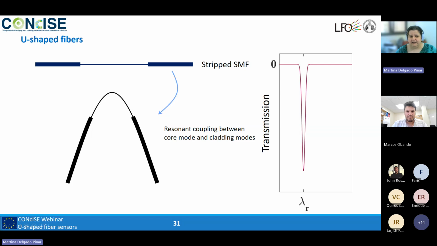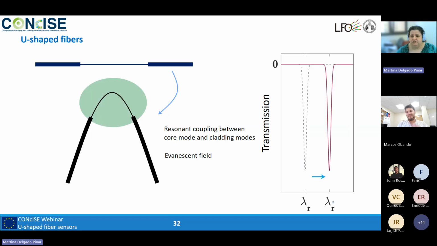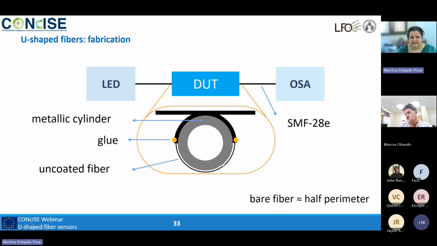Because it's a cladding mode, again, this will be sensitive to the changes in the external medium. So when we immerse this in water, for example, the resonance will shift in wavelength. And then if something happens, a change in the surface, this will be detected by means of a shift in wavelength. We have this device that we fabricated to test our biosensors, and then we can see that we have a piece of fiber, stripped, with a U-shape, and then this is the sensing platform.